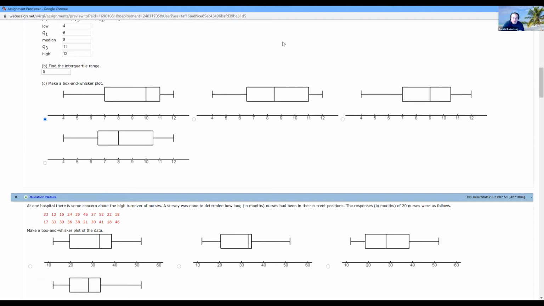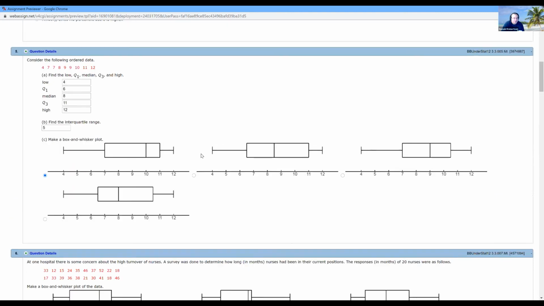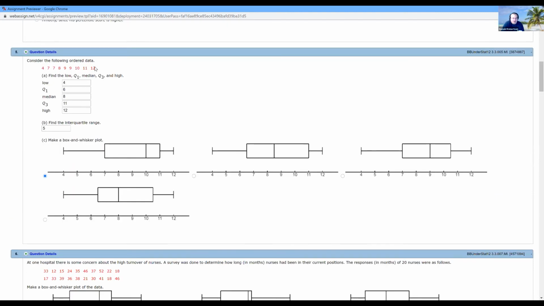Now, I don't know which one of these is the right one, so you're going to have to figure that out. With a small data set like that, could you just do these things by hand? Or you could put them into the calculator. That's your choice. Whatever you feel like doing.